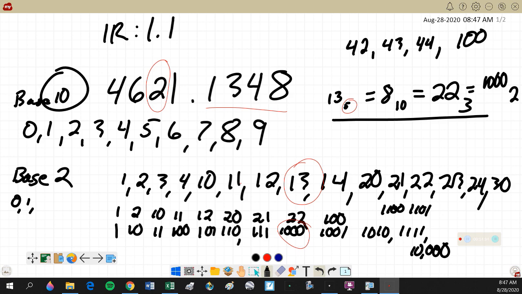So 13 base 5 and 8 base 10 and 22 base 3 and 1000 base 2 are all the same number.